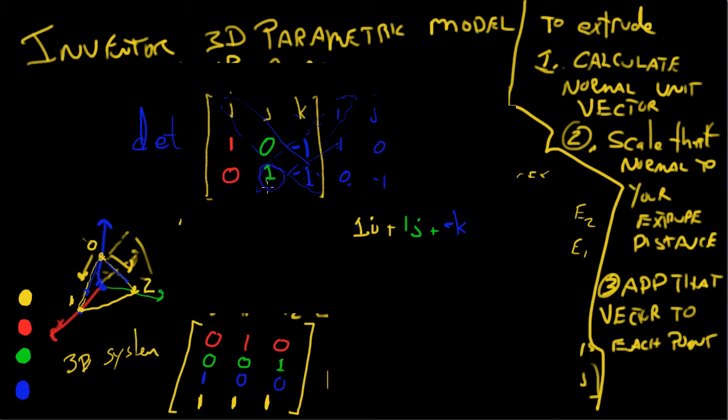You see that 1 here? That should be plus 1, and that should be plus K, plus 1K. So once again, until students are used to doing the math by hand, they should be learning to do it by a calculator as well, and I will do that on a separate video. So we have the normal here, which is 1i plus 1j plus 1k.